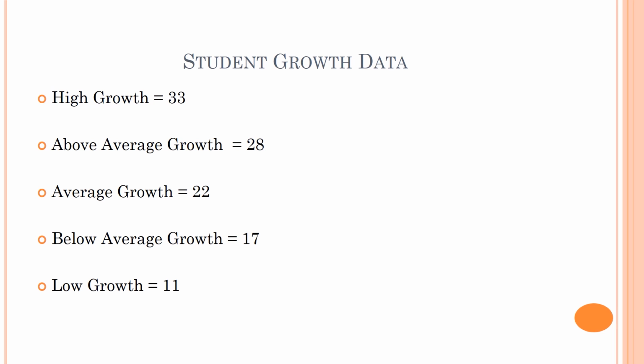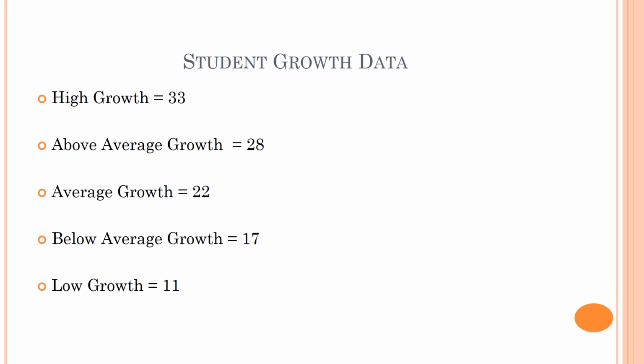The growth points for the teacher evaluation are divided into 5 categories. Teachers will be assigned points based on student growth. 1, which is low growth, or a total of 11 points. 1.5, which is below average growth, or a total of 16.5 points, or rounded up to 17 points.